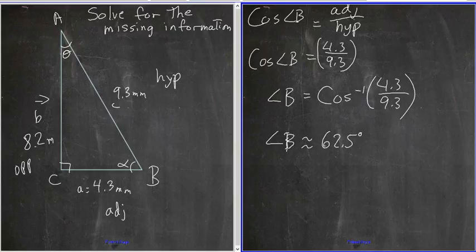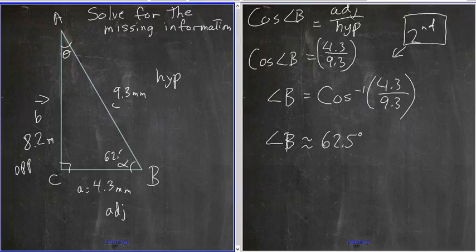That's fairly straightforward. Now, again, you guys are probably a little bit out of practice doing this on your calculator. Remember, for the inverse cosine, you use the second function button on your calculator. So that gives us one angle. We got 62.5 degrees over here. Well, this is a right angle, so that's 90 degrees over here.